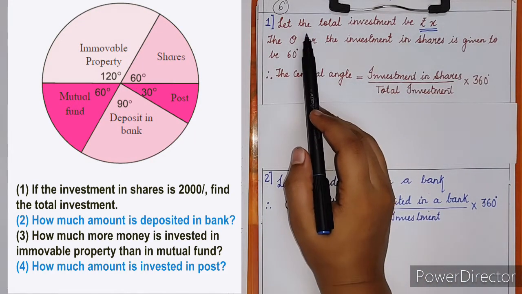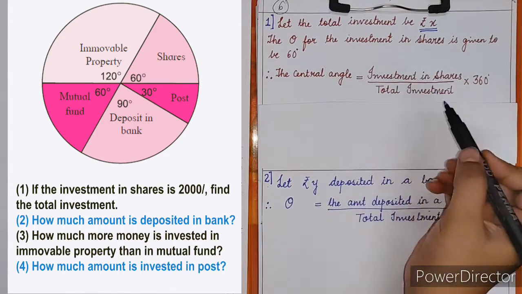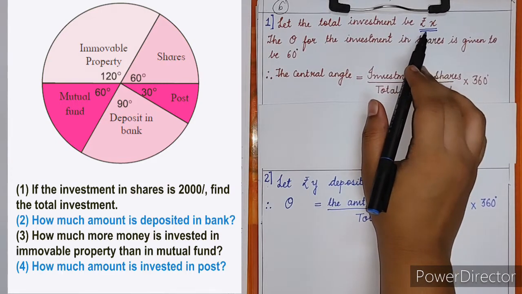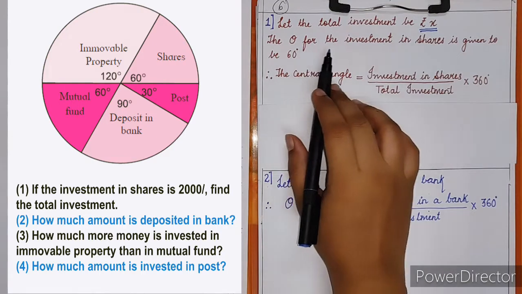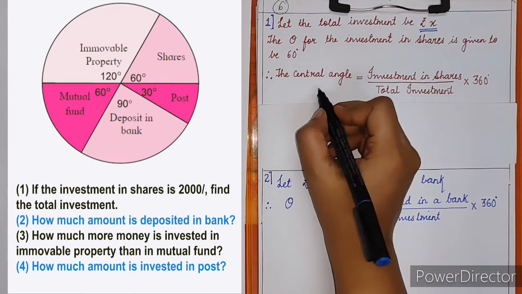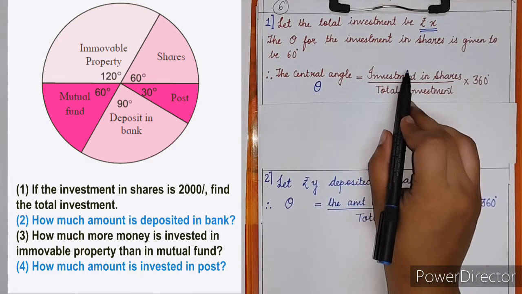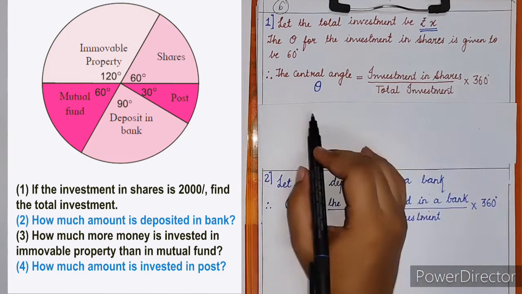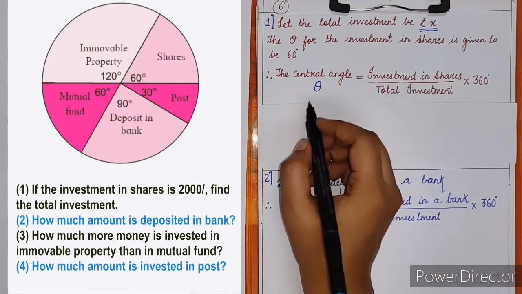So here, as the total investment is asked and investment in share is given as 2000, we'll let the total investment be X rupees. As it is about money, we have to add a unit. The theta for investment in share is given as 60 degrees. The central angle theta equals investment in share upon total investment into 360 degrees. The formula is the same, we just have changed the component in the formula according to the question.